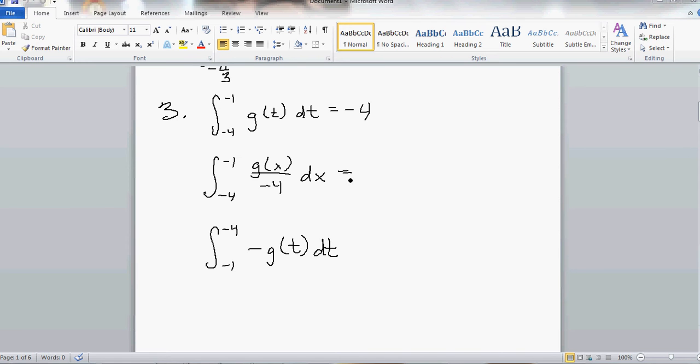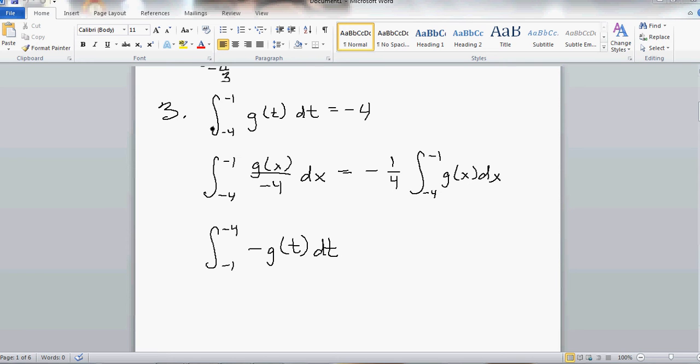Now, for this particular one, what we need to realize is this is just a funny looking -1/4. And much like when we had the summation, if we have a number, we can pull it out front, and that's going to be the same thing. -1/4 times the integral from -4 to -1 of g of x dx.